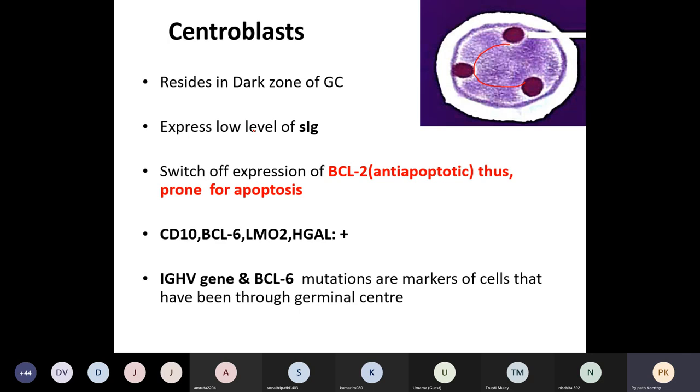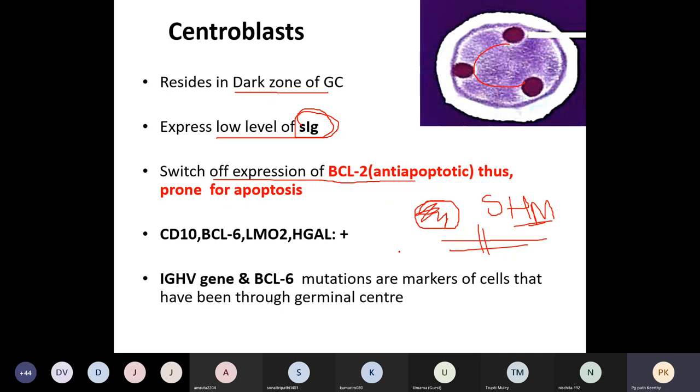Where are they present? In the dark zone of the germinal center. They express a low level of surface immunoglobulin. What do they express? A low level of surface immunoglobulin, and there will be no BCL2. In the germinal center, normally there should be no BCL2 because they are undergoing somatic hypermutation. What are the cells undergoing? Somatic hypermutation. What is somatic hypermutation? You are cutting your genes and joining to get the specific immunoglobulin. Don't you think in this cutting and joining there is a chance of DNA damage?